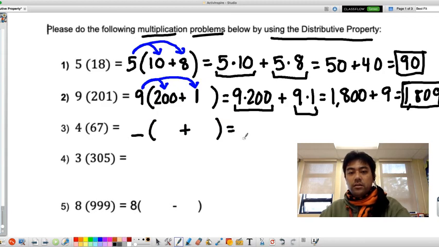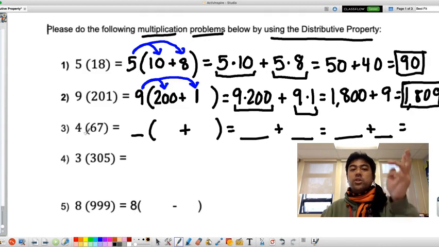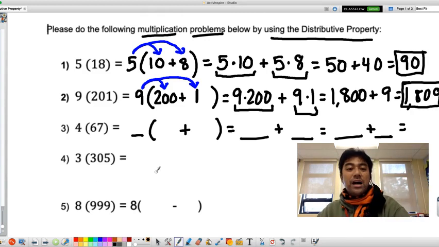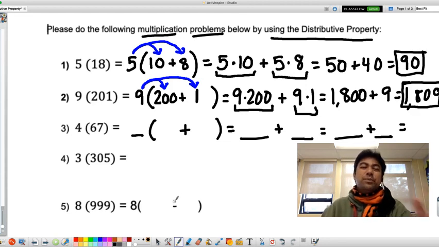And then you're basically filling in the blanks, and then you're getting to your answer. All right, so go ahead and try number 3, try number 4. Number 5 is interesting because, geez, we're doing subtraction instead. Okay, so this gets you to practice subtraction.